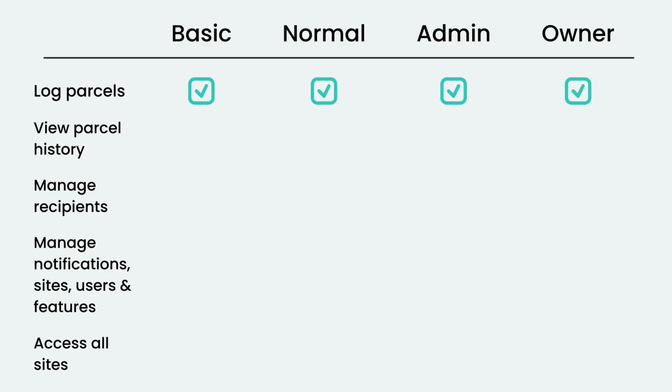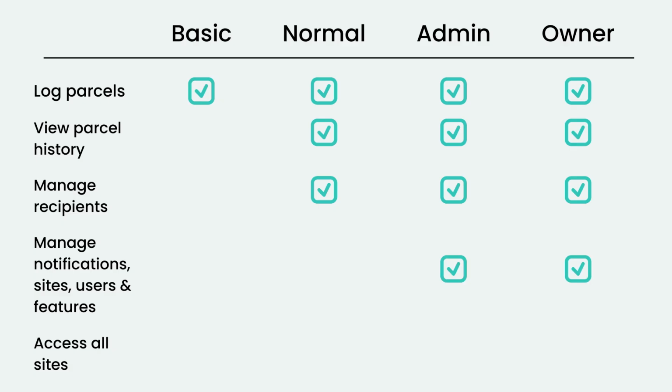All user types can log parcels in and out. Normal users, admins, and owners will be able to view parcel history and view and edit recipients. Admins and owners will be able to edit notifications, site access, manage users, and toggle features. Owners have the highest level of access.